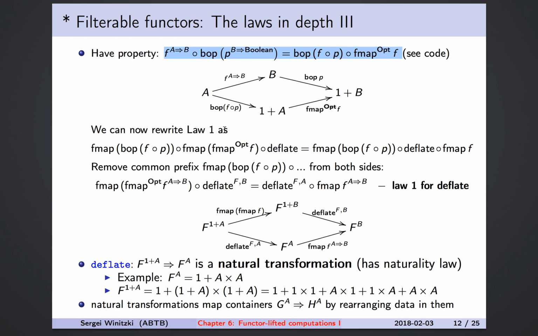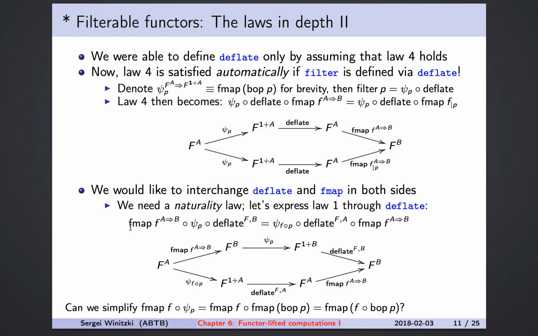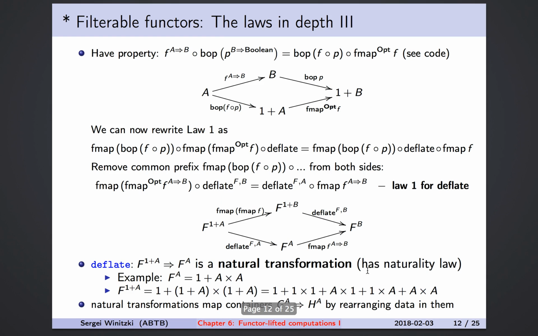Using this property, we can now rewrite law 1, which was this, by interchanging this f and bop into, so f composition bop, f and then bop is bop and then f map f, so we put that in. Note here that we have now f map of bop and then f map of f. Now this f map is with respect to the option functor, and this f map is with respect to the f functor. That's why I use this superscript opt to make sure we don't get lost in different types. So this is a lifting of f into the option functor.